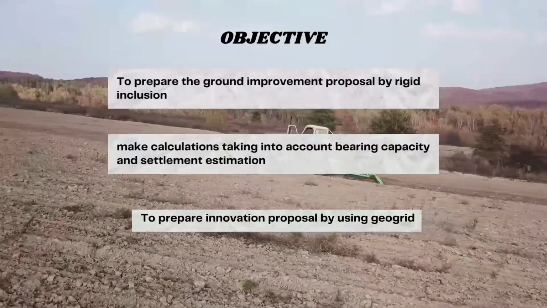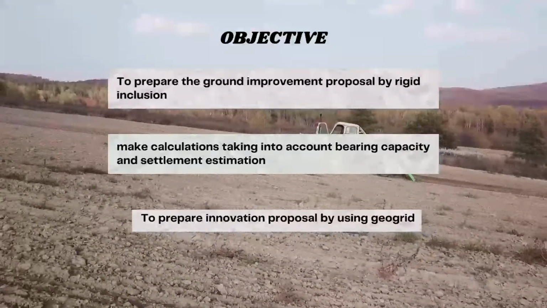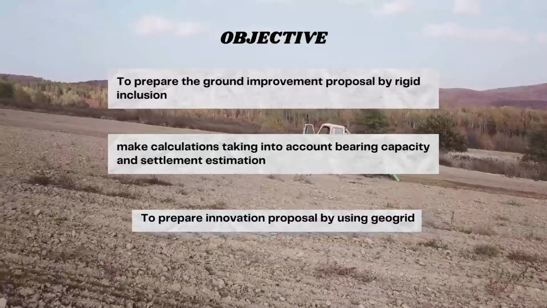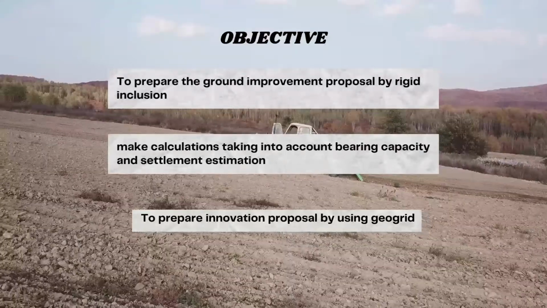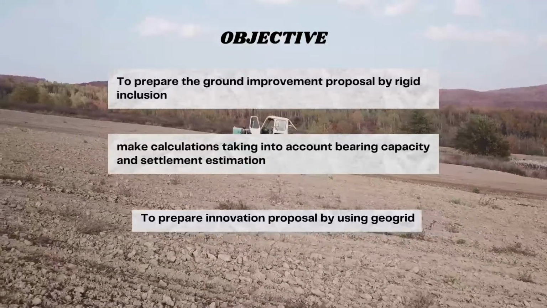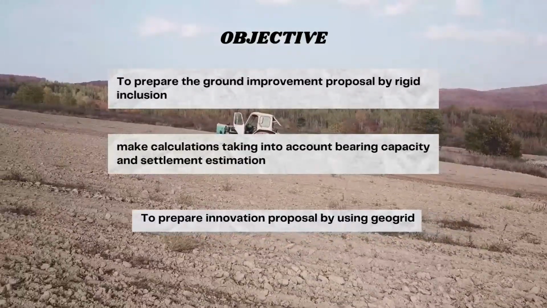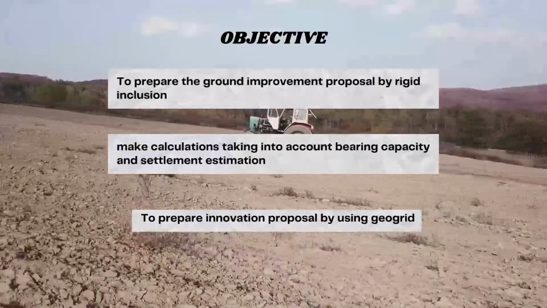So the objective of this project is to prepare the ground improvement proposal by using rigid inclusion, and next we make calculations taking into account bearing capacity and settlement estimation. Lastly is to prepare an innovation proposal by using geogrid. That's all from me.